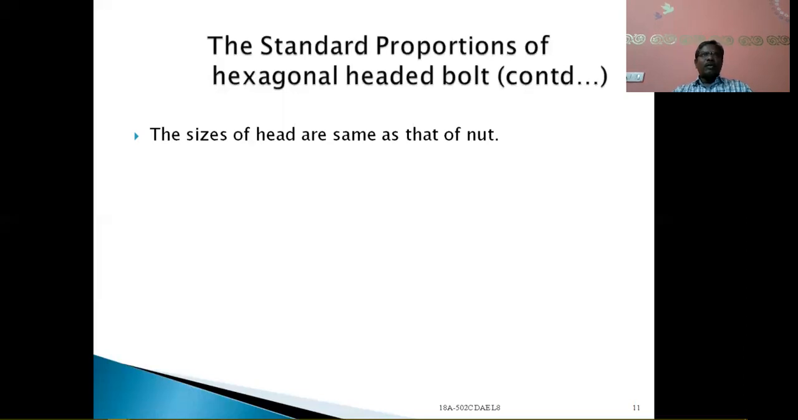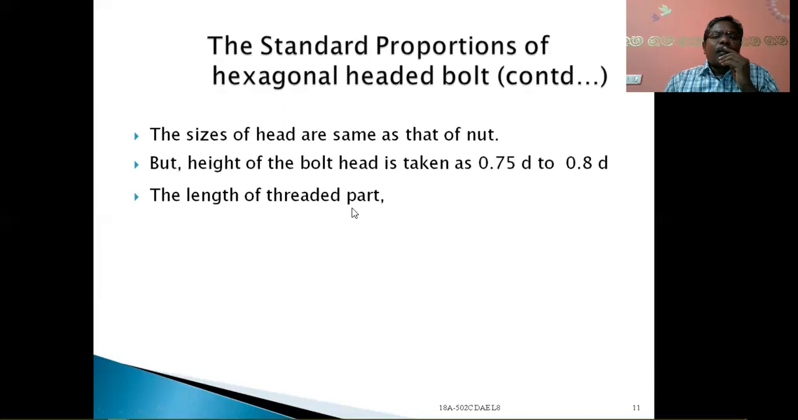Same as in the previous case, the height of the head is equal to 0.8d to 1d, and the chamfer angle will be 30 degrees. You can see this is the same as the nut, but the height of the bolt's head is taken as 0.75d to 0.8d only.